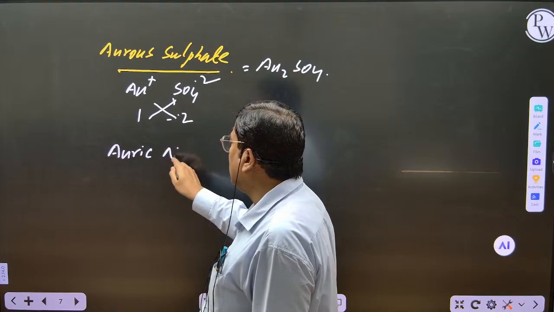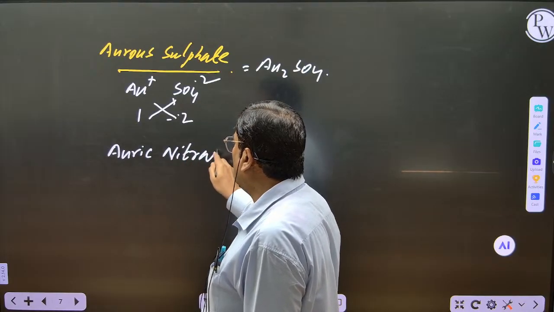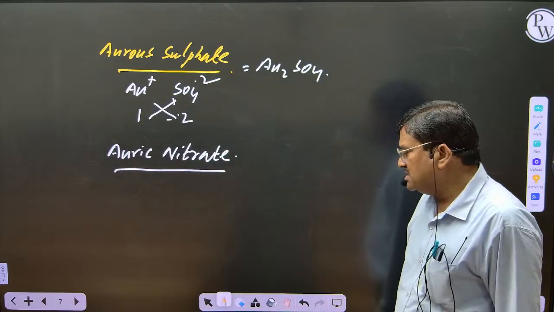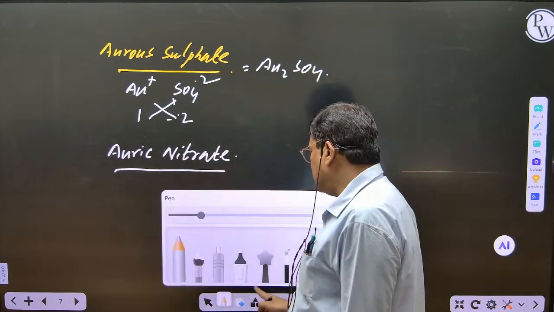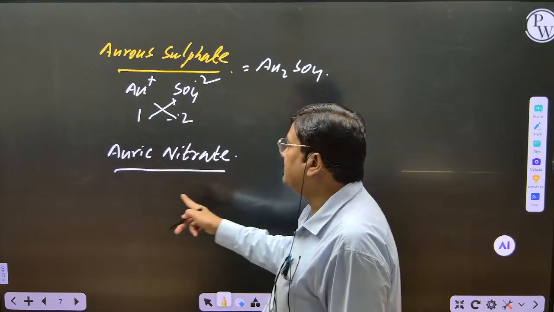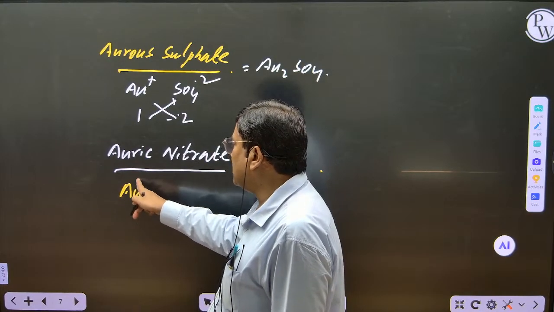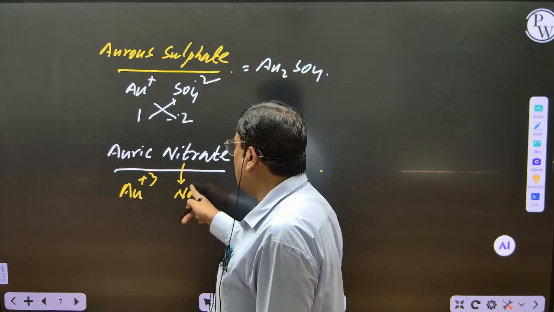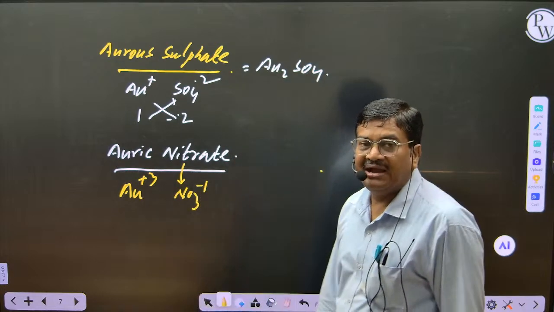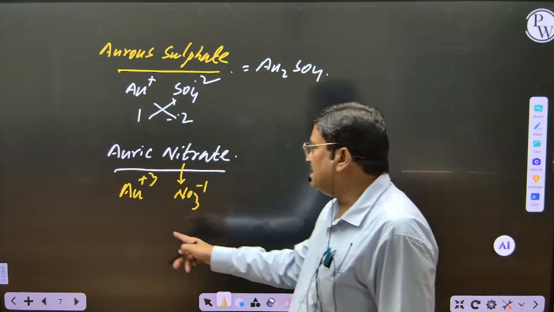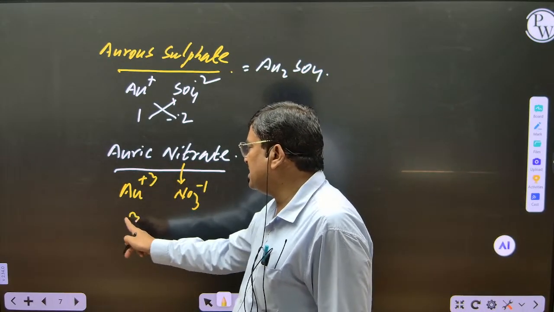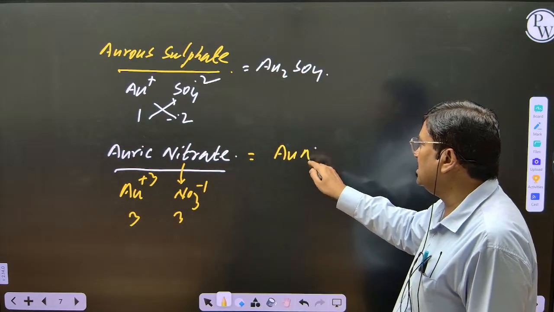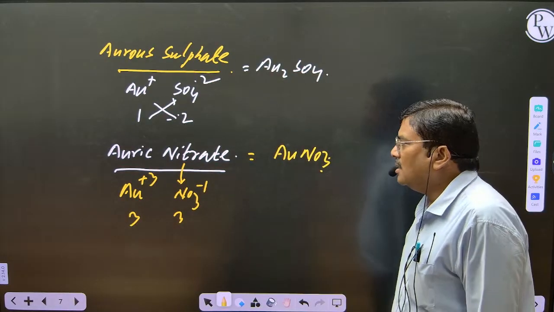Auric nitrate. Auric is also gold, no student? Auric valence is how much? 3. Higher is 3, no? So see the difference between Aurous and auric. This valence is 3 and the valency of nitrate is 1. See, nitrate I am writing. So now crisscross the valencies. The 3 goes to nitrate, so the formula will be Au(NO3)3. Auric nitrate.